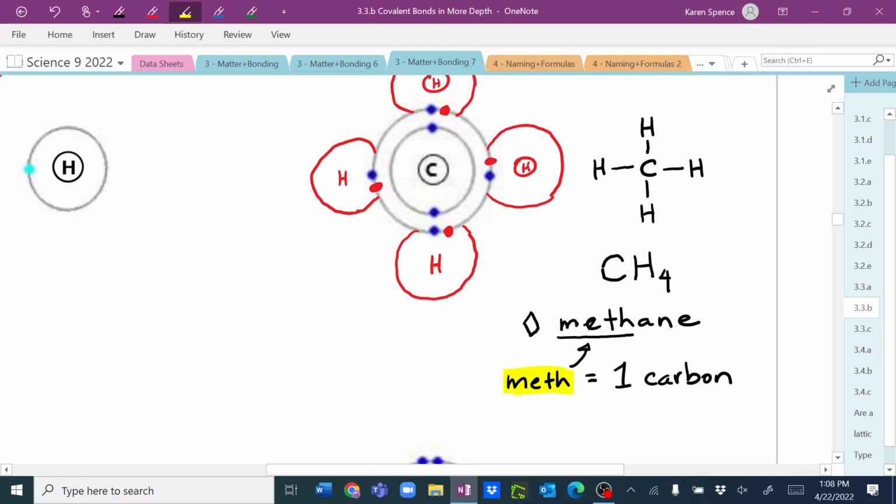Anyway, meth means 1 carbon. Someone in my morning block asked, does that mean that crystal meth has 1 carbon? My guess is that the actual name is methamphetamine. So there's a complicated amphetamine molecule, and then there's a little 1 carbon group sticking off the end of it. Okay?